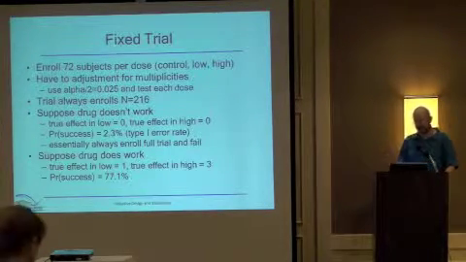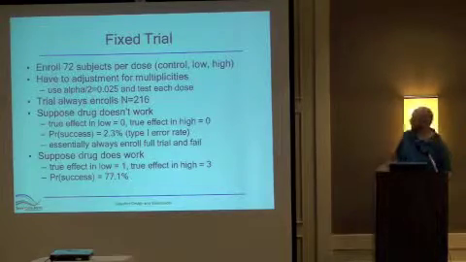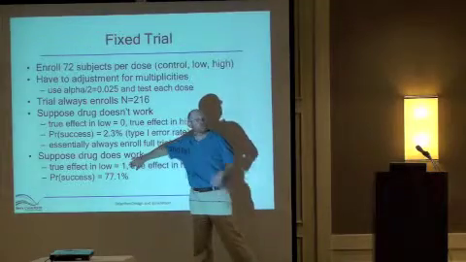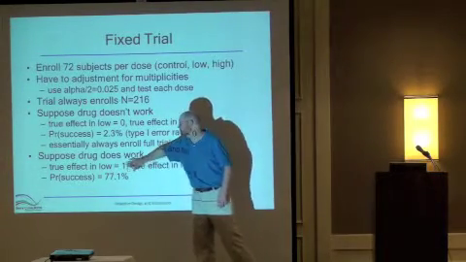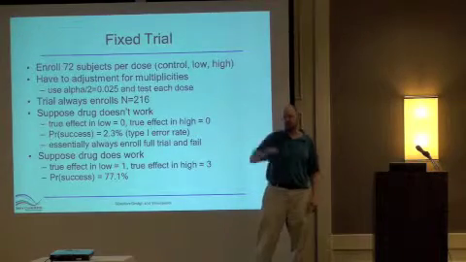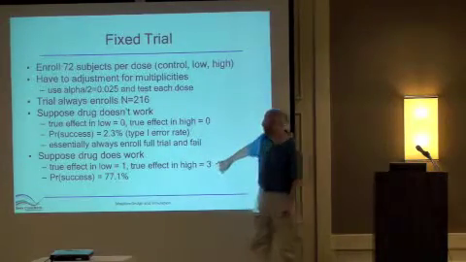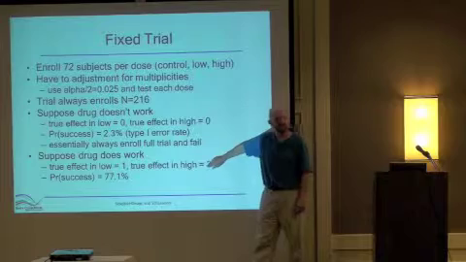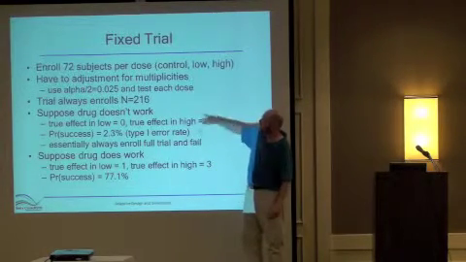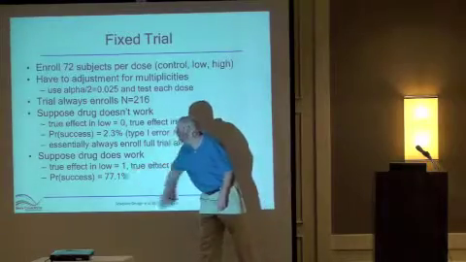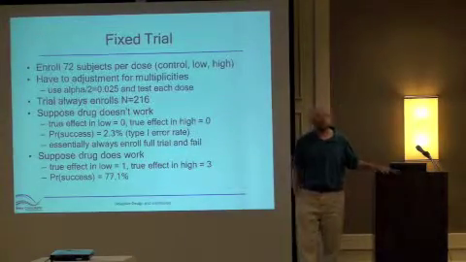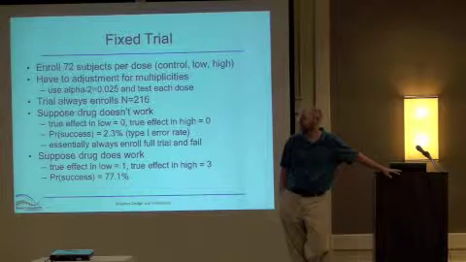On the plus side, if the drug does work, what I've got is my true effect in low. Let's just hypothesize. Suppose it's 1 in the low arm. That's not great. Remember, we want to get to 2. And suppose the true effect in the high arm is 3. So the high dose actually is good. If I run this trial, I have a probability of success of 77.1%. So that power is not 80%.